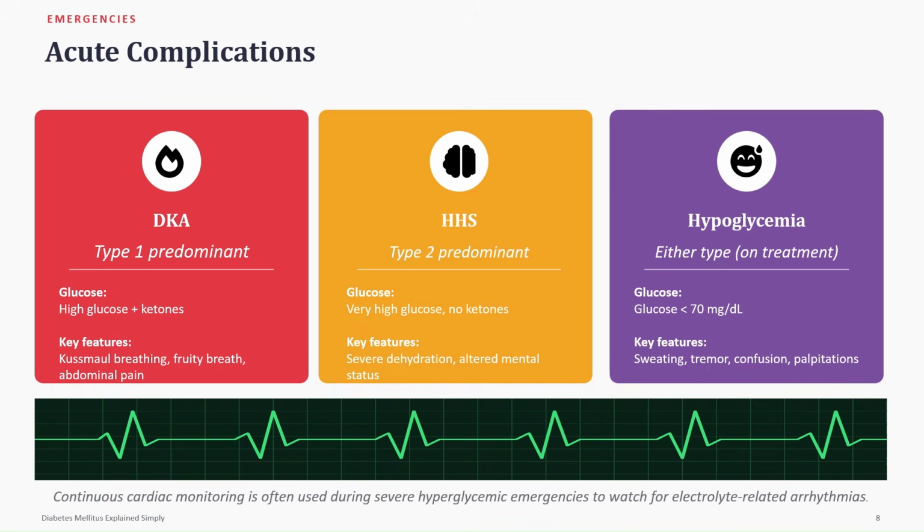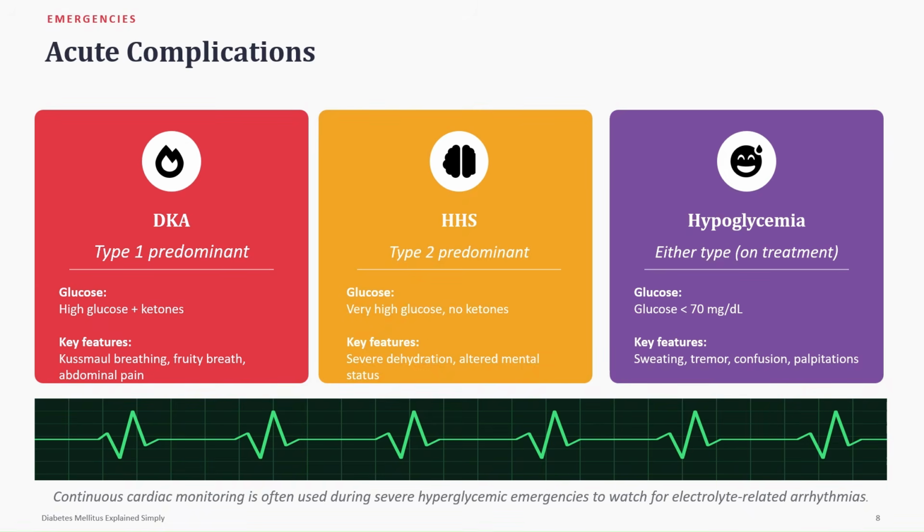Now let's talk about emergencies. The first one is diabetic ketoacidosis or DKA. This is most common in type 1 diabetes. Patients develop high glucose and ketones. They may have fruity smelling breath, abdominal pain, and deep rapid breathing. The second emergency is hyperosmolar hyperglycemic state or HHS. This usually occurs in type 2 diabetes. Blood sugar becomes extremely high. Patients start becoming severely dehydrated and confused.